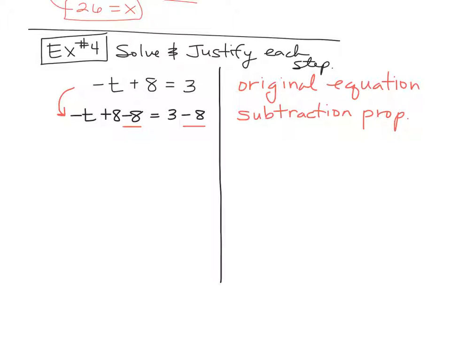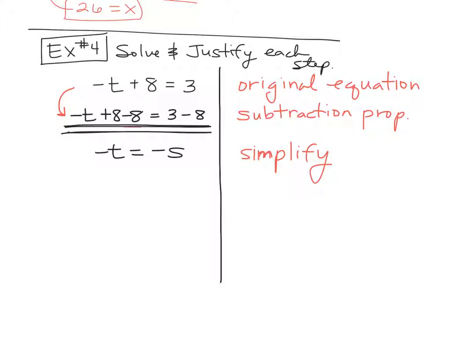The next step that you're going to have, I will give you the left side and you will give me the right side, okay? So I will give you this and then I will give you this. How did I go from here, negative t plus 8 minus 8 equals 3 minus 8, to negative t equals negative 5? We just did the subtraction, right? So if the subtraction property is what we're showing here, and now it looks like this, all you need to write for that is we simplified both sides. So you can just say simplify, okay?